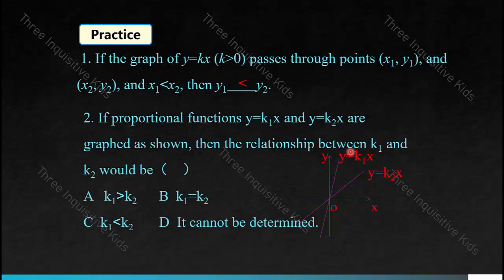The answer to the first one would be less than, because when k is greater than 0, x and y change together. So when x decreases, y decreases. When x increases, y increases. So if x1 is smaller than x2, we know y1 has to be smaller than y2. In this next one, the correct answer is A.